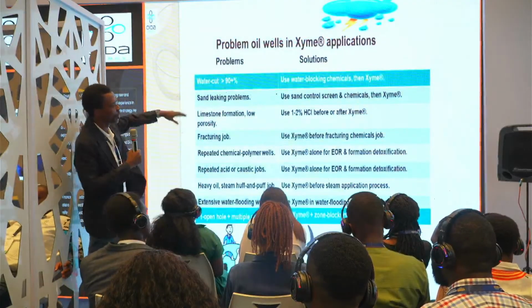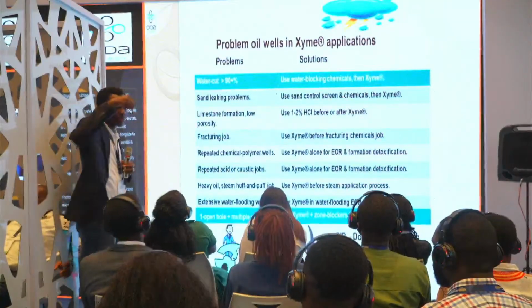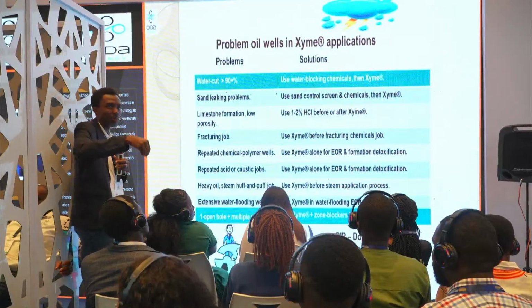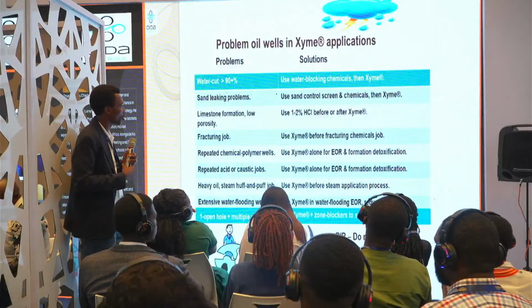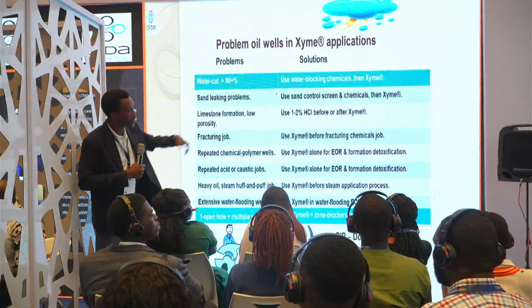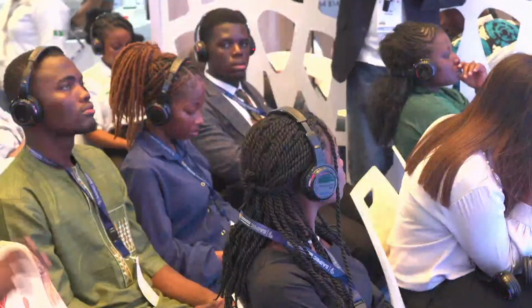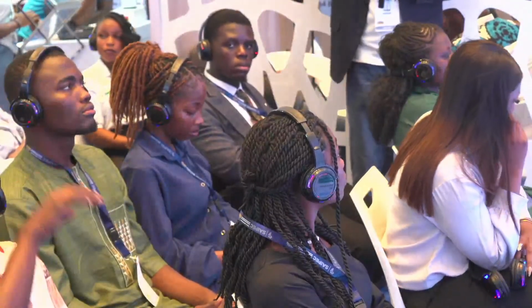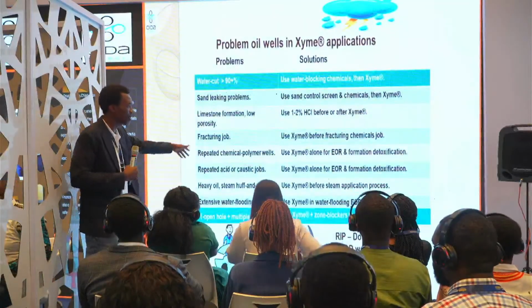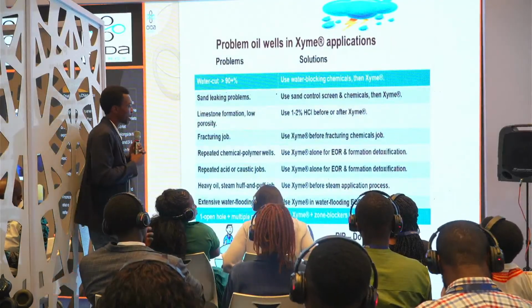Okay, so we are also telling you what your kind of problems are. Do you have sand leaking problems? Apply your sand screen to take care of the sand, but at the same time, after that, apply Xyme. So that same over-sanded well will still produce oil for you. For fracturing jobs, if you are doing hydraulic fracturing, most times what we recommend is frac, then put Xyme. But if you are using frac chemicals, we say apply Xyme first before you do your frac chemicals. If you are doing acidization, we'll say apply your acid before you apply Xyme. Next slide, guys.